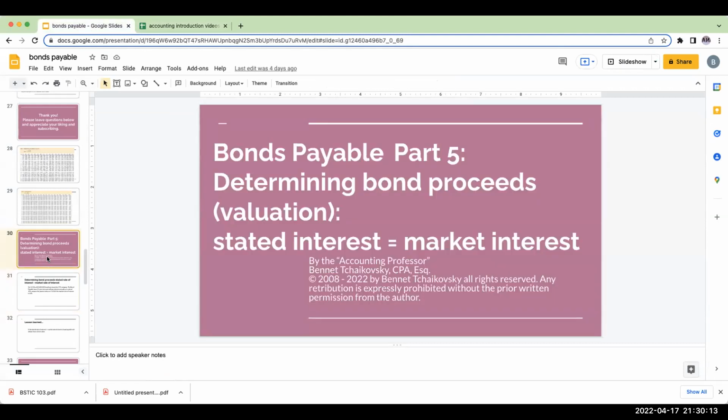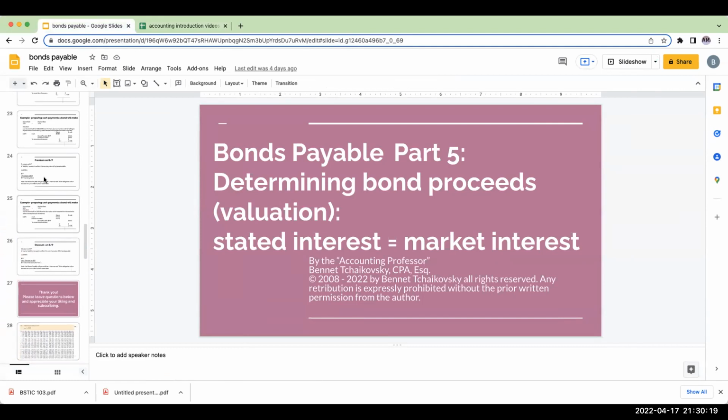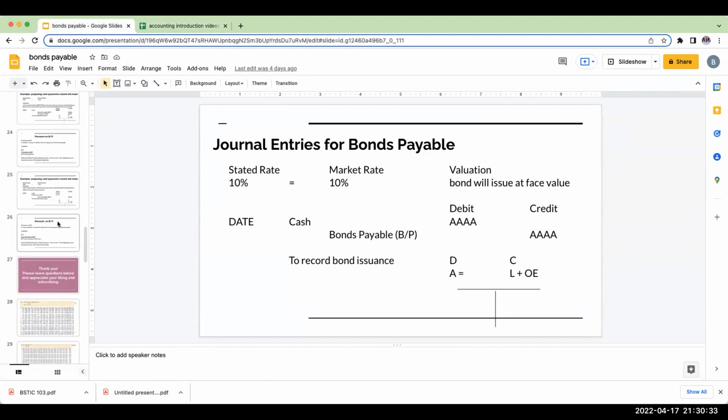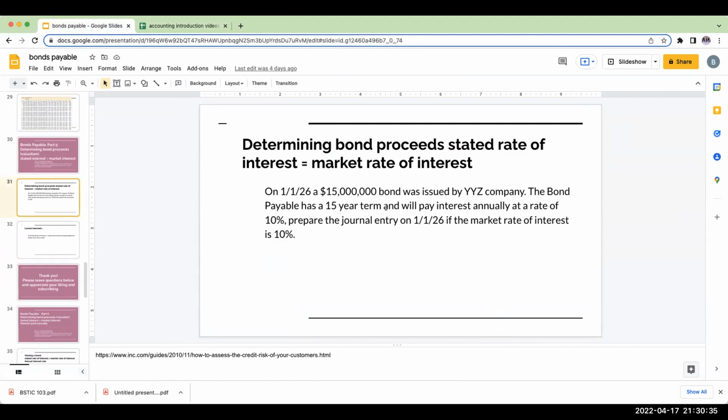We're going to be determining the bond proceeds where the stated rate of interest is equal to the market rate of interest. Now, if you remember from my video 4, what did we say? We said that if the stated rate and the market rate were the same, the bond would be issued at face value, or for the amount of the proceeds, or basically the amount of the bond. So let's go ahead and actually prove it.